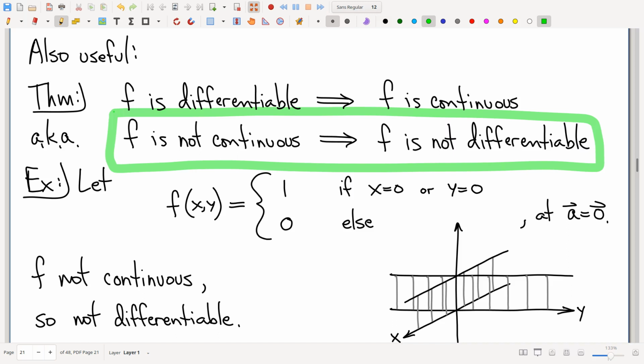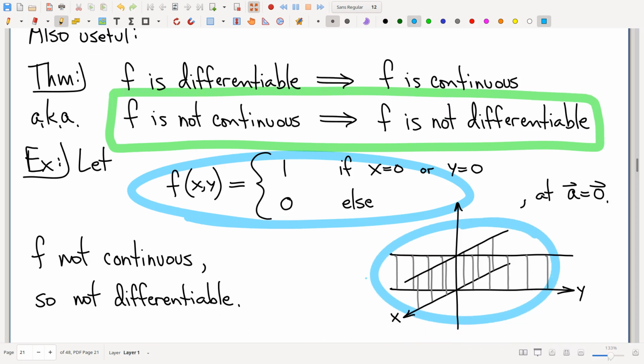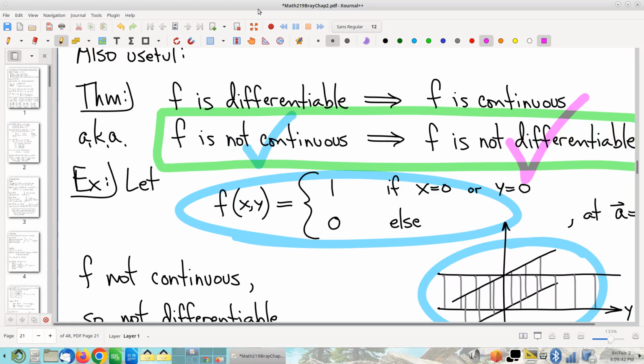Now it's useful because sometimes, such as in the case of this function right here, whose graph we're looking at there, it's pretty easy to eyeball and see that a function's not continuous. And if you can glance and see a function's not continuous, then yes, indeed, you get to immediately conclude an answer to the differentiability question. That function is not differentiable. So, nice little tweak, and just another cool fact about that.